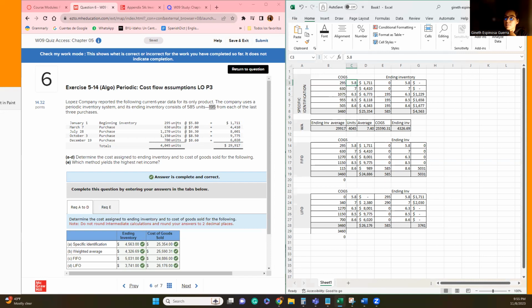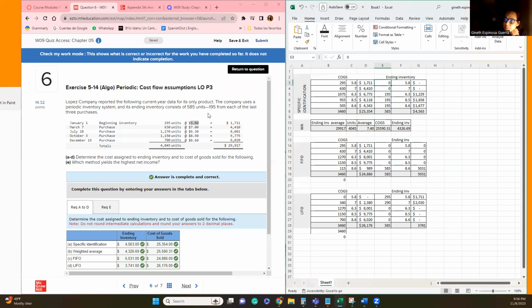We also follow the same prices as provided in the exercise, and we are looking for the total. This is just by multiplying the units times the price. Okay, and here I just copy and paste this formula, and I add all these numbers, and that's how I found the cost of goods sold from the specific identification.